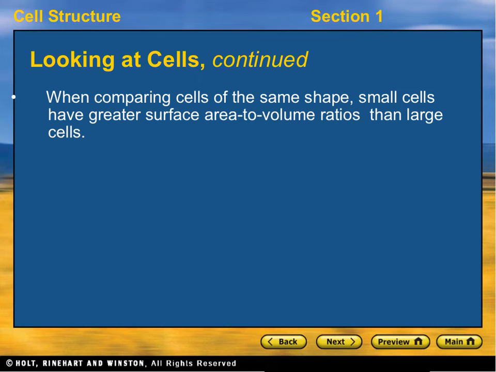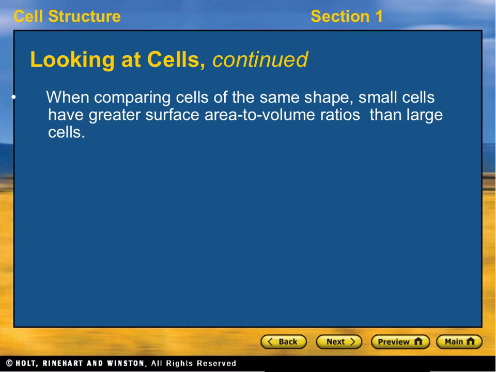So this is going to confirm the fact that when we compare cells of the same shape, the small cells are going to have a greater surface area to volume ratio than our larger cells, which might be a little bit difficult to wrap your head around. Because typically we would think that the larger the cell, the larger the surface area to volume ratio, but based on the scenario we just walked through, it is in fact the opposite of that.